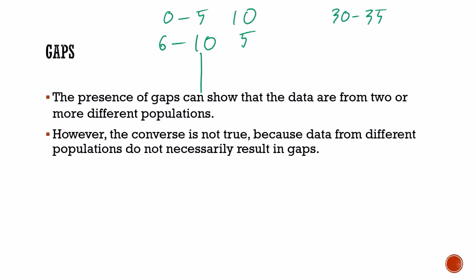Now the converse isn't necessarily true. You could have two populations, say of girls and boys, that overlap. So the presence of a gap can show that the data came from two populations, but the absence of a gap doesn't necessarily mean there is only one.